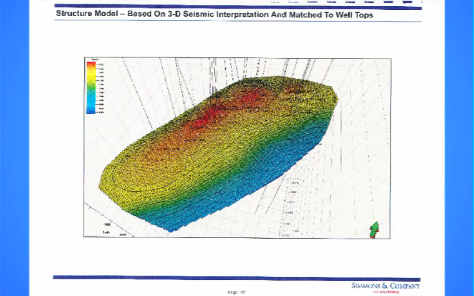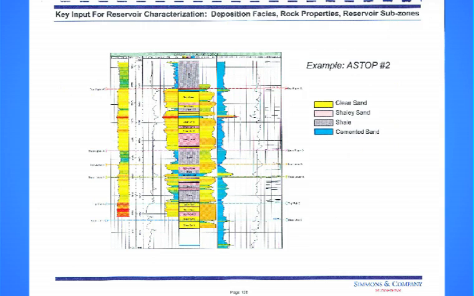This image comes from the Petrel model, and it gives you a general feel of the contours, well locations, and the gas-water contact. The next image I want to show you is the key input for reservoir characterization. It represents the deposition facies, rock properties, and reservoir subzones. This facies profile comes from the A-stop number 2 well, and it divides the facies into 4 groups: clean sand, shaly sand, shale, and cemented sand.